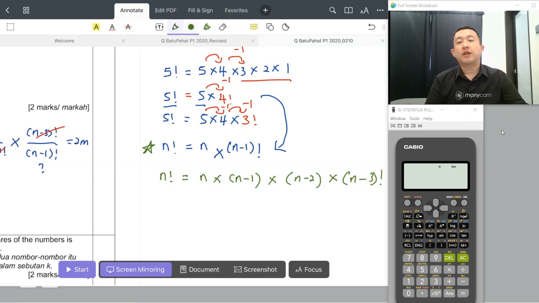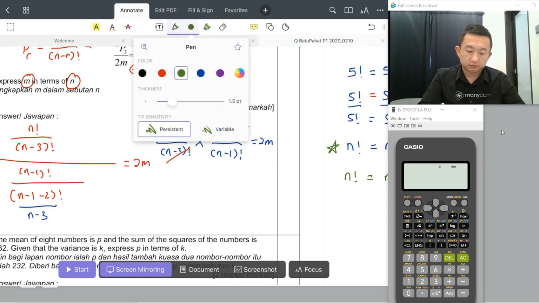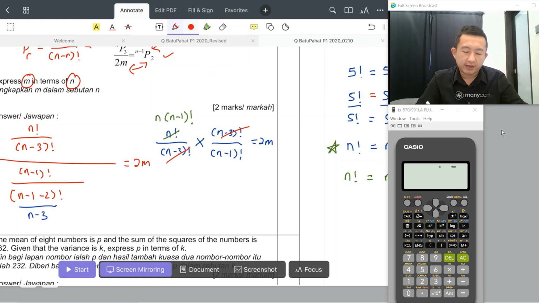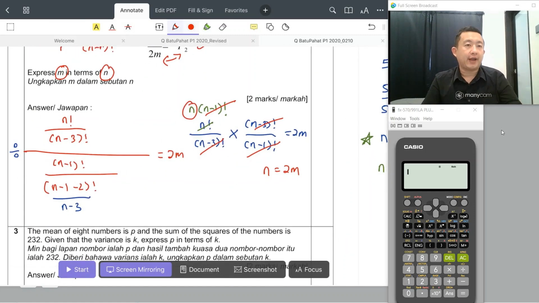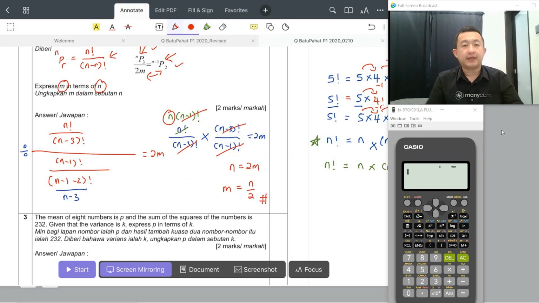We have n factorial equals n multiplied by n minus 1 factorial. Let's change it. We're changing this to n bracket n minus 1 factorial. Now can we simplify it? Yes, right. So what do we have on the left hand side? You have only n equals 2m. The answer requires us to express m in terms of n. So therefore m equals n over 2. This is the answer.